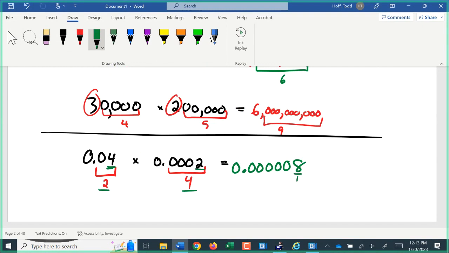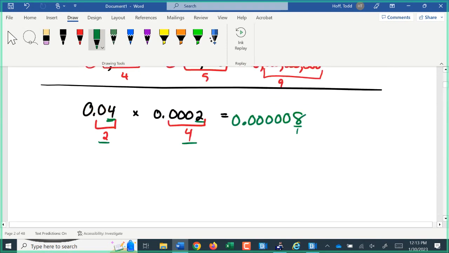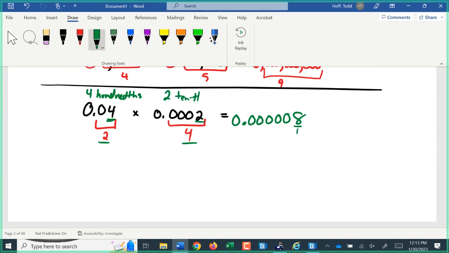Now it's not 6 zeros that are being combined. Now it's 6 decimal places. The reason for that is, of course, this is 4 hundredths. This is 2 10,000ths. Hundredths times 10,000ths is millions. And so we have to get to that 6th decimal place to get to our millions.